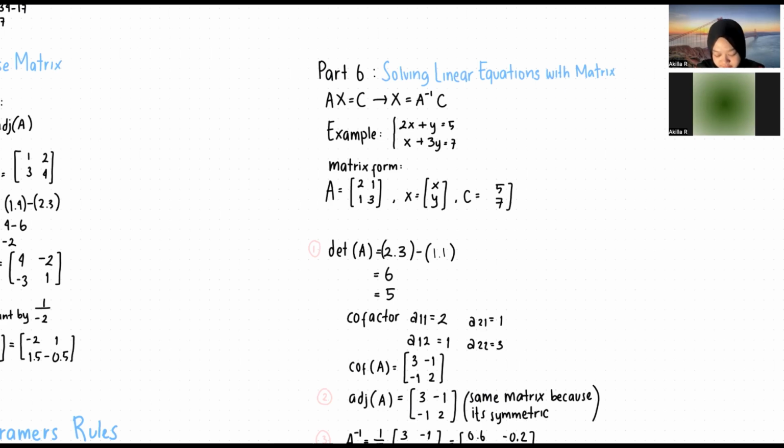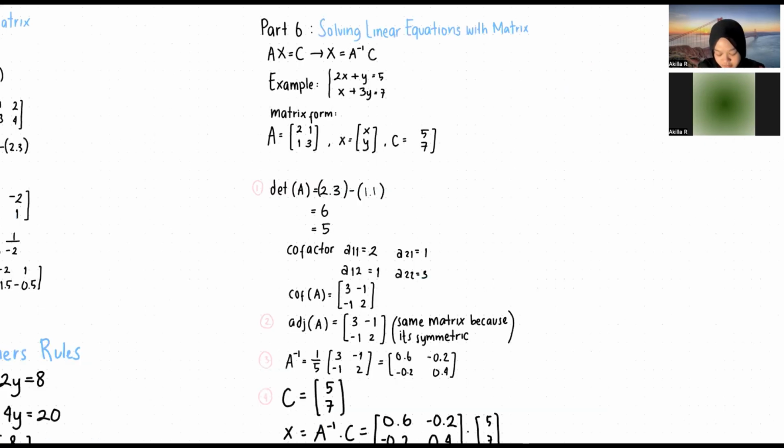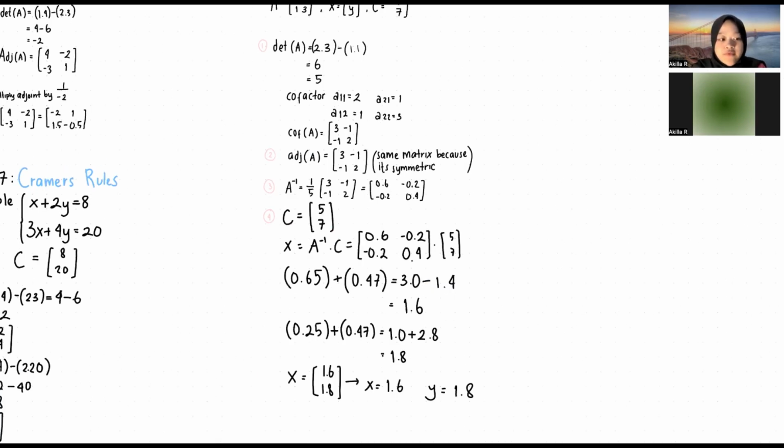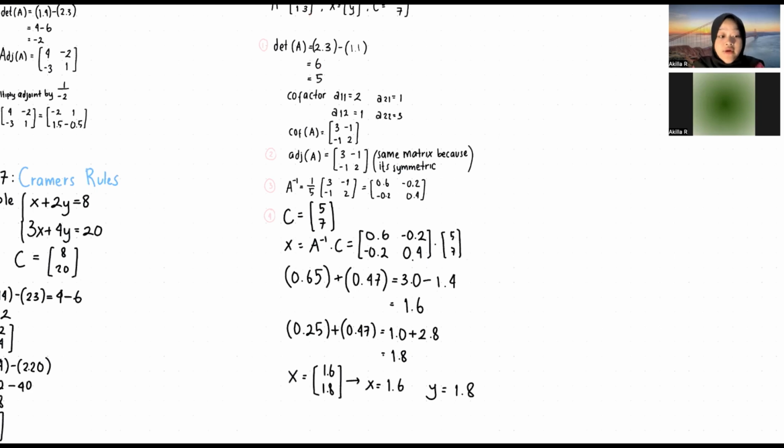And then from the previous step, we've already found the adjoint matrix. The top row is 3 and -1, and the bottom row is -1 and 2. So we just now have to multiply each element by 1/5. 3 divided by 5 is 0.6, -1 divided by 5 is -0.2, and so on. So the inverse of A is 0.6, -0.2, -0.2, and 0.4.